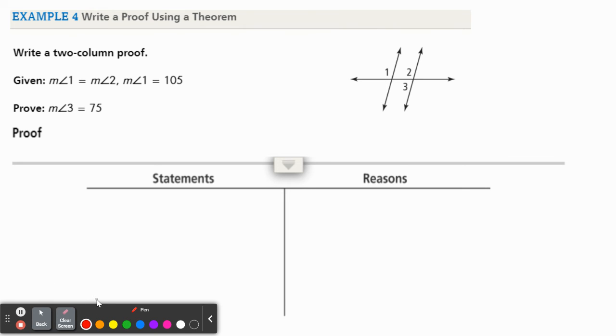It says write a 2-column proof here. So we're given that the measure of angle 1 equals the measure of angle 2 in this picture, right? And we're also given that the measure of angle 1 is equal to 105 degrees. We want to prove that the measure of angle 3 equals 75.